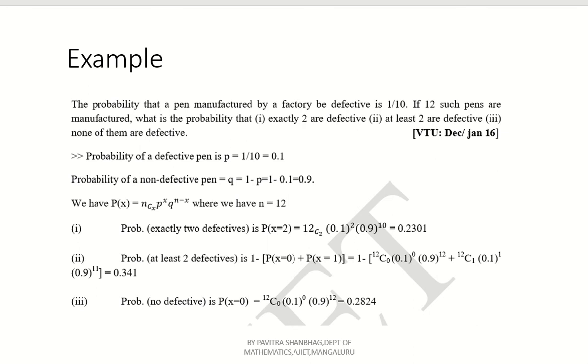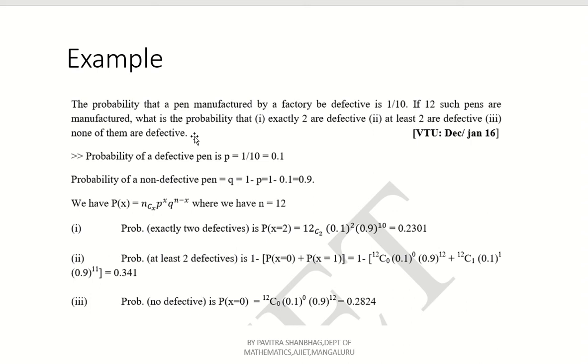Now the first problem. The probability that a pen manufactured by a factory is defective is 1 by 10. If 12 such pens are manufactured, what is the probability that, first case, exactly 2 are defective, second case, at least 2 are defective, third case, none of them are defective?